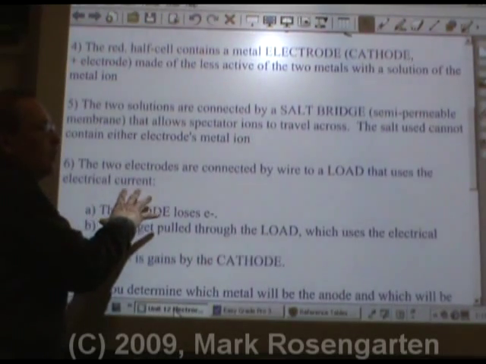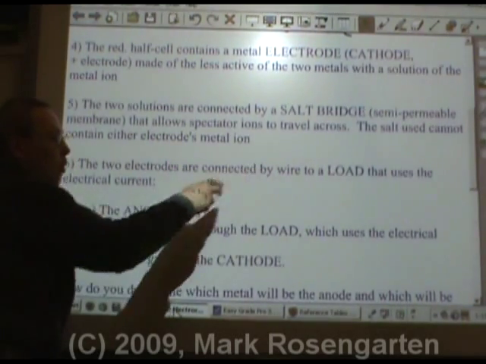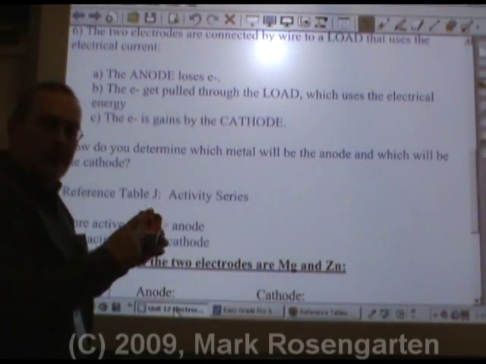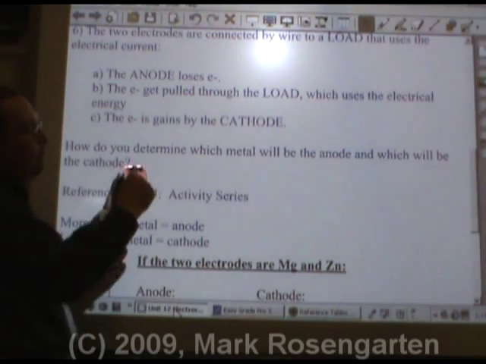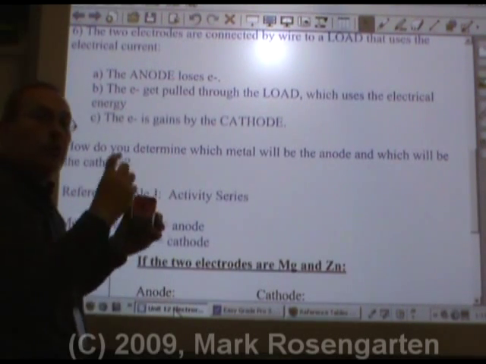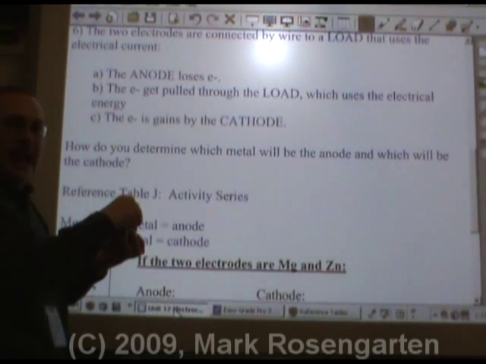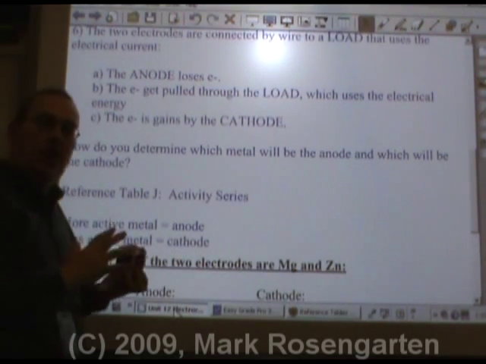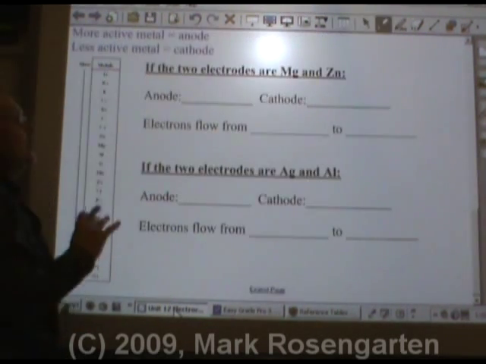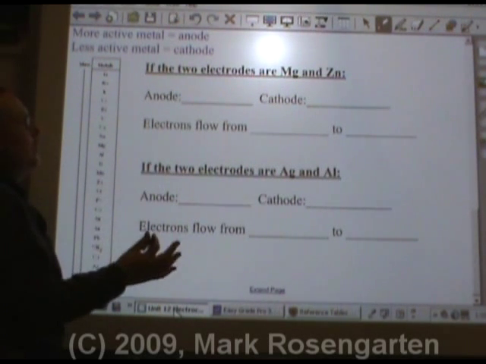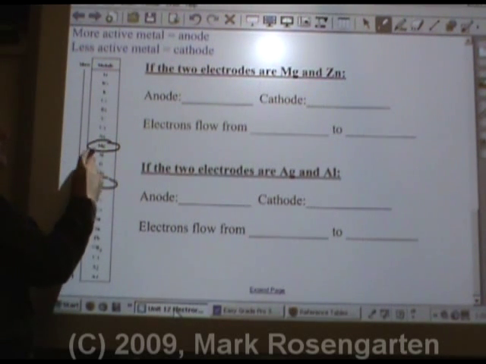The two metal electrodes are connected with a wire, and the device you're powering is called the load. The anode, the negative end of your cell, will lose electrons. Those electrons will get pulled through the load, which uses the electrical current. Then the electrons will be gained by the cathode. So electrons always go from anode to cathode. Always.